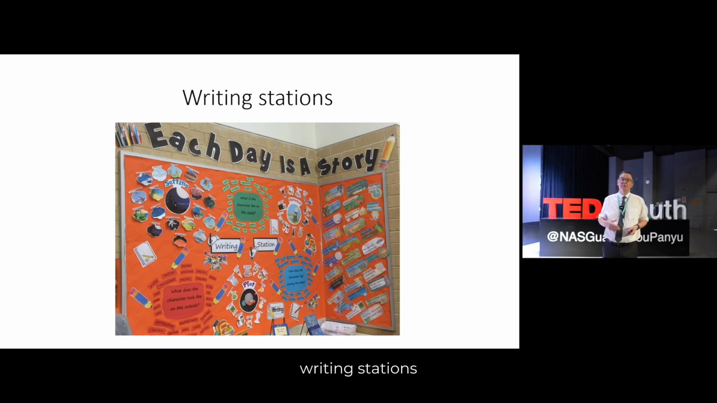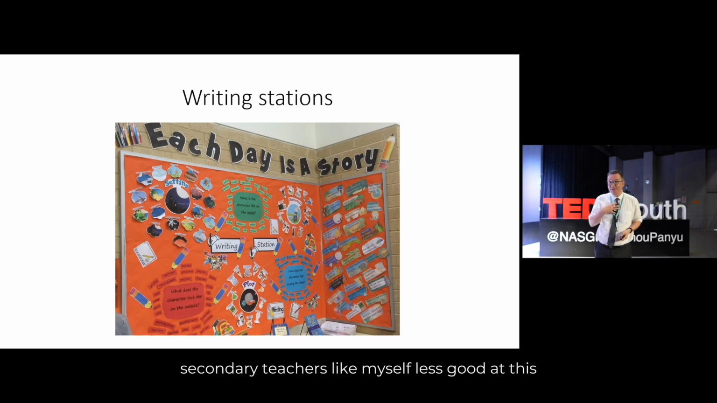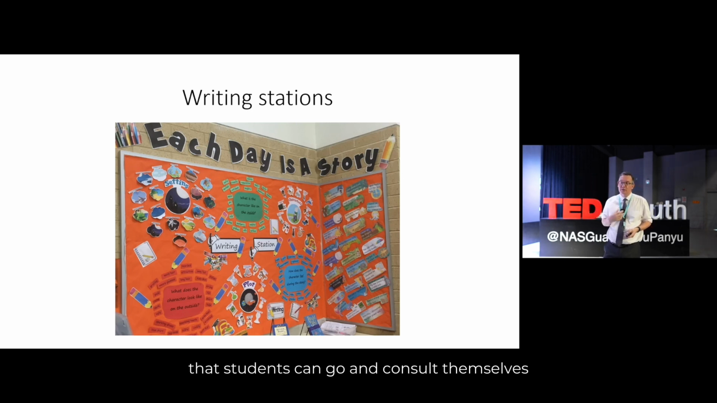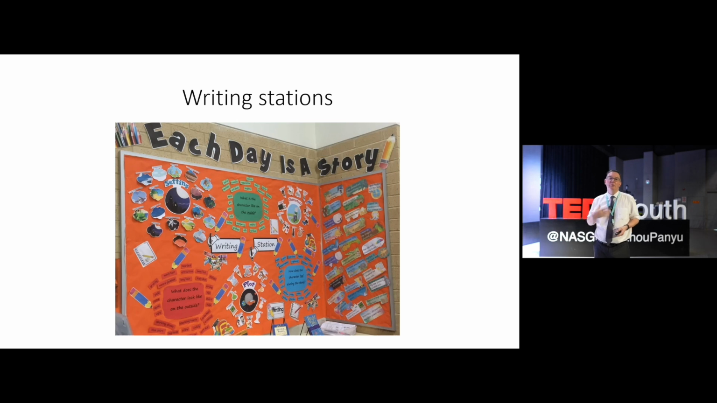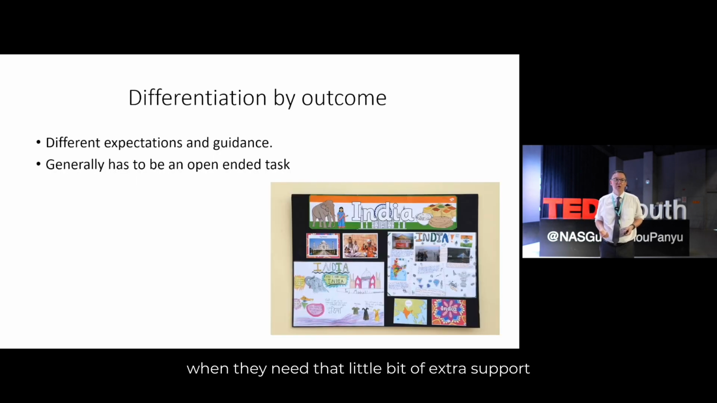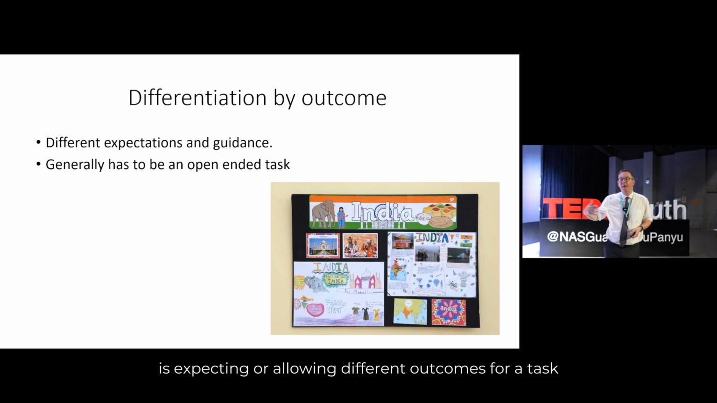Writing stations: primary teachers are very good at this, secondary teachers like myself less good at this. It means providing information in the class that students can go and consult themselves when they need that little bit of extra support for their work. Differentiation by outcome is expecting or allowing different outcomes for a task.